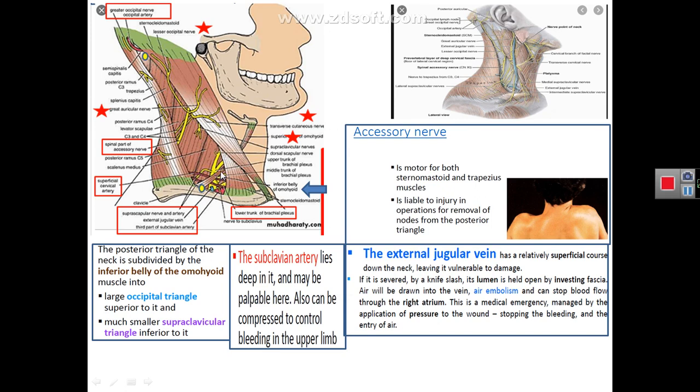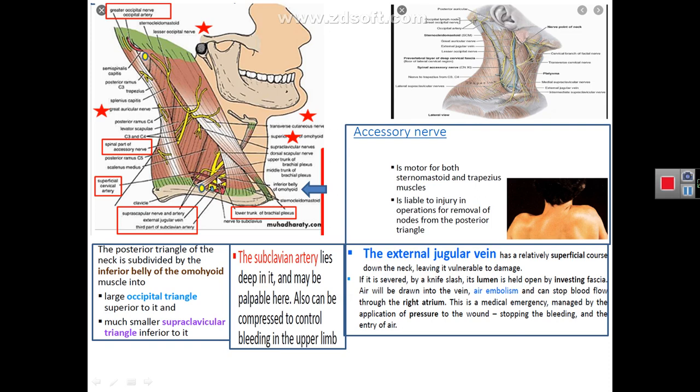Sometimes the anatomists divide the posterior triangle of the neck into two regions by this muscle. This muscle is called the inferior belly of omohyoid. It divides the posterior triangle into a smaller triangle below it, which is called the supraclavicular triangle, and a big triangle above it, which is called the occipital triangle.